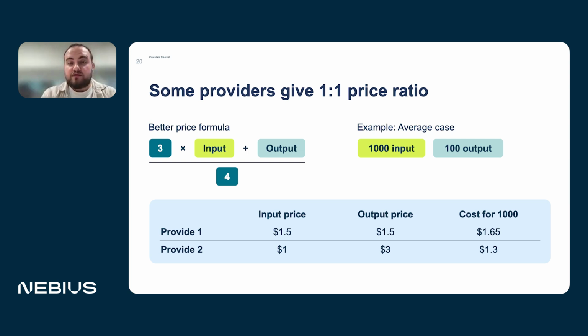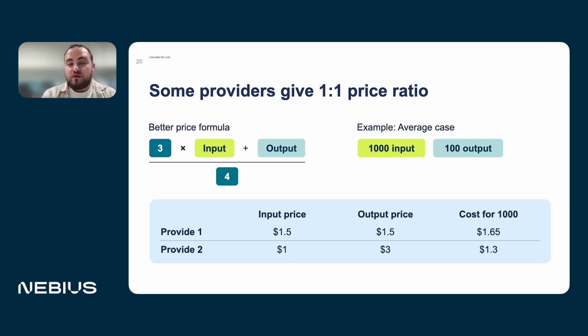So basically, there is input and there is output, and these prices may vary from provider to provider. Some providers charge the same amount for input as for output, like $1.5 per million tokens. Some providers charge differently, and the best formula to understand which case suits you is not just the average across these two numbers. The better price formula, though still not the best, I would say, is 3 multiplied by input plus output, divided by 4.